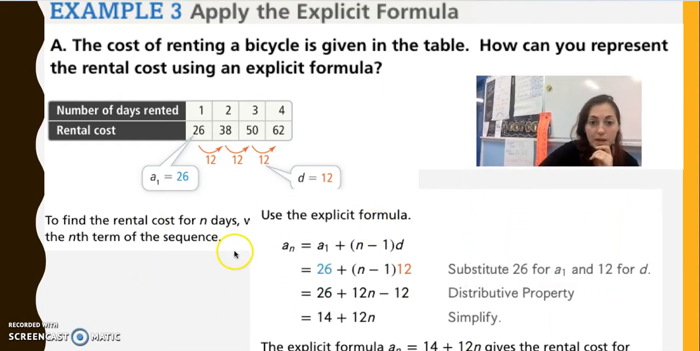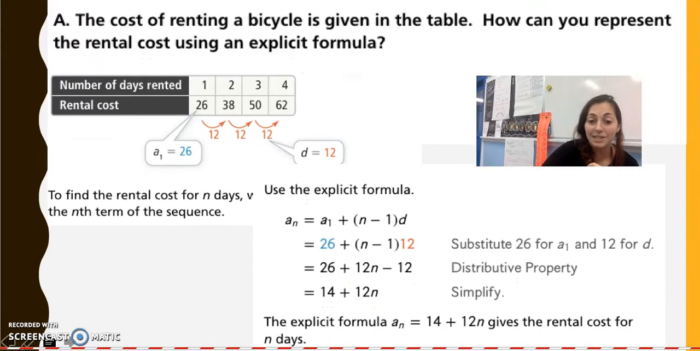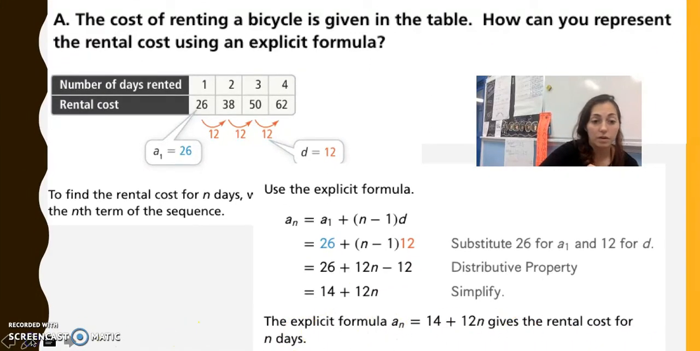So let's move. Here we go. So a sub n, we're using the formula. What's the first term? It's 26. So that's why in blue you see 26. Plus n minus 1 times d. What's d? Well, that's the common difference, 12. And what's n? Well, n is any term, so we don't know. It's going to depend on the term number you're looking for. So then you distribute the 12 to the n, that's 12n. You distribute the 12 to the negative 1, that's negative 12. 26 minus 12 is 14, plus 12n. That's my answer. So right here, a sub n equals 14 plus 12n. That's the rental cost for whatever I put in for n.